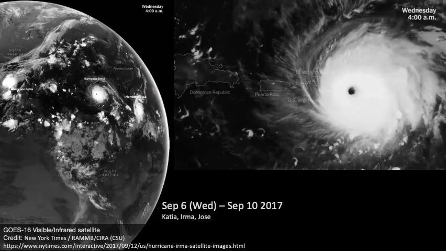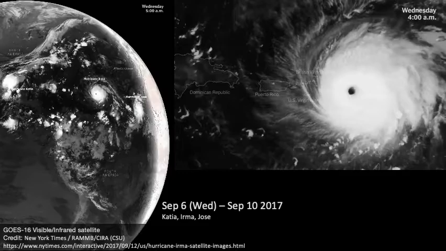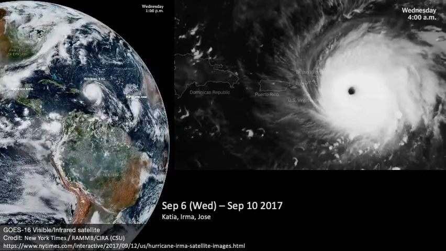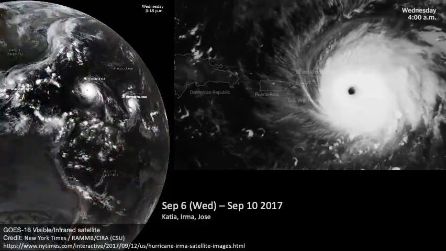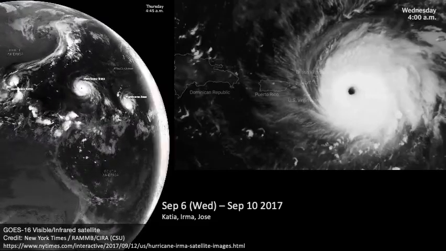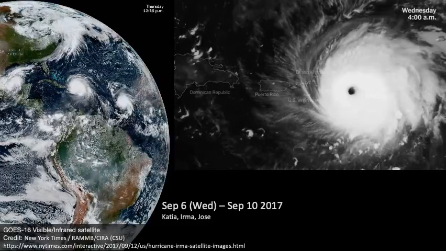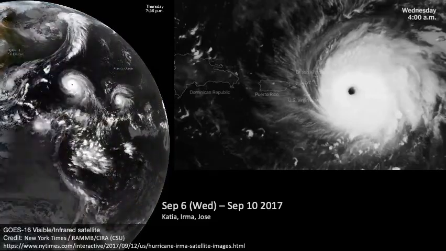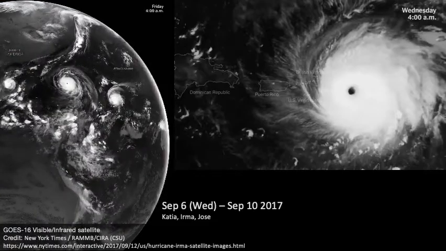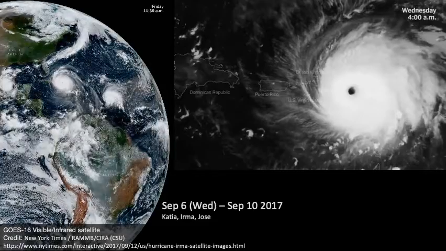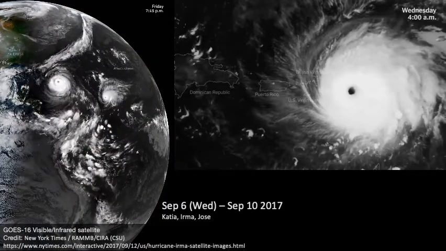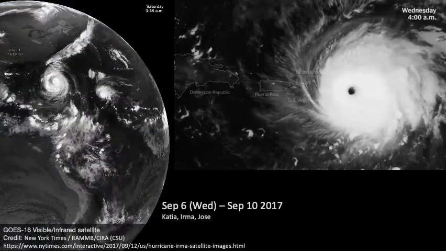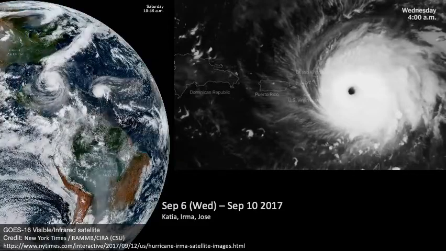Okay, we're going to start off with some really simple satellite imagery of tropical cyclones in our climate system. This is from the beautiful GOES 16 visible and infrared satellite, very high resolution in space and in time. And this is from 2017. You're seeing hurricanes Katia, Irma, and Jose in the Western Atlantic Ocean.